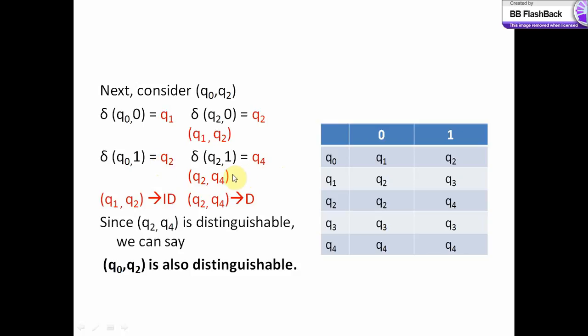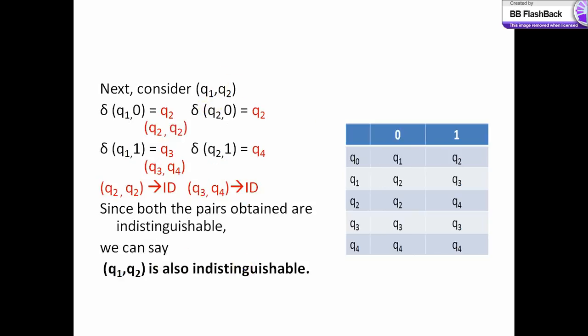In this, again, when we consider these two pairs Q1, Q2 and Q2, Q4, one of them is distinguishable, since one is non-final and another is a final state. Since Q2, Q4 is distinguishable, we can say the pair that we have considered, Q0, Q2, is also distinguishable.